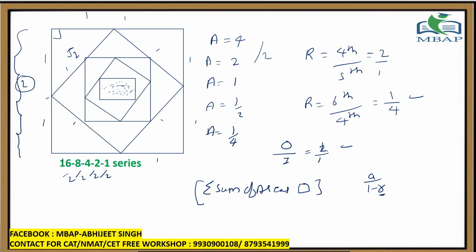And this common ratio is nothing but, in this case, half. What is A here? It is nothing but the first value, which, let's imagine in this case, is going to be 4. So it's going to be 4 divided by 1 minus 1 by 2, which is nothing but 4 divided by 1 by 2, which is nothing but 8 square centimeters. This is the sum of all the possible squares that can ever be made inside this.